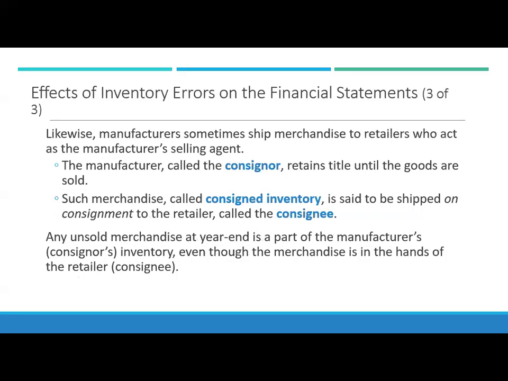There's also consignment inventory. This has to be excluded from inventory because the manufacturer, called the consignor, retains the title until the goods are sold. There's also consignment stores around where we can take items to that store, and then we still own it until the store sells it, and then the store takes a cut, and then we get the money at that point in time. So that needs to be excluded from ending inventory.